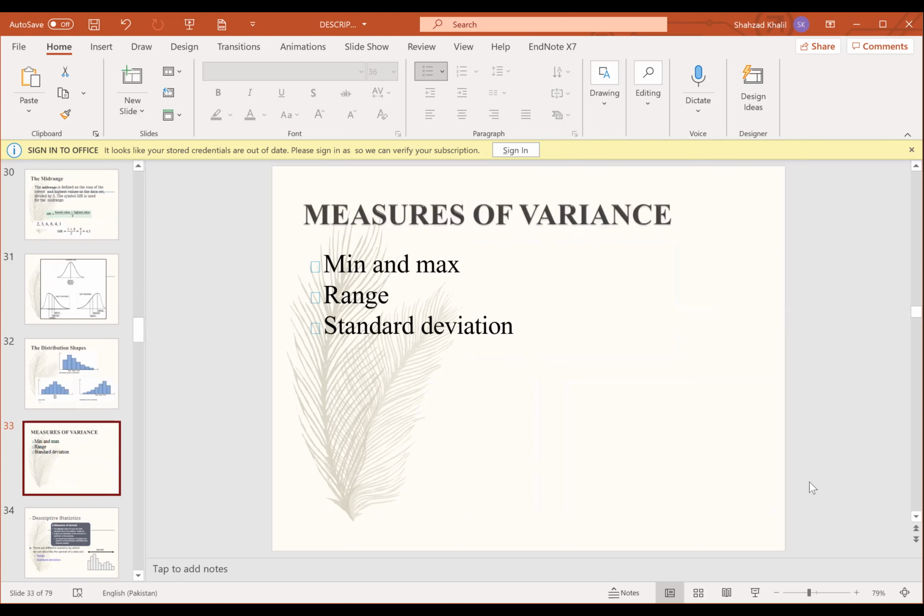Measures of variance. Next, moving towards it, this includes the minimum and maximum, range, and standard deviation.